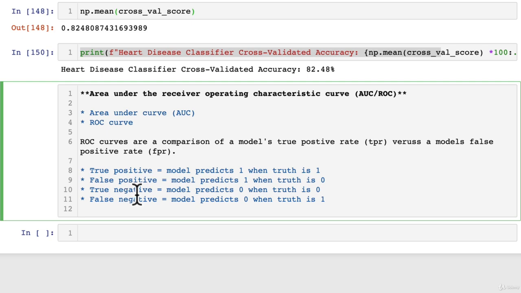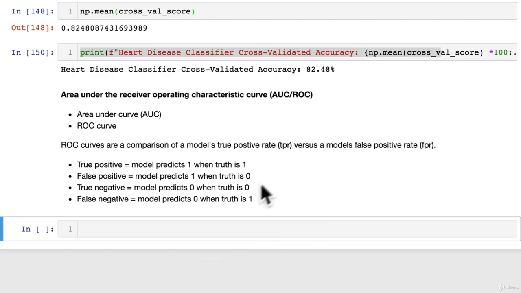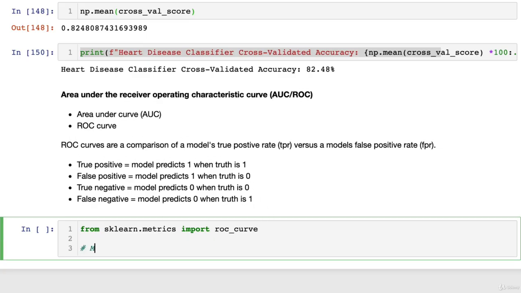Right, so now we know these, we can see that a ROC curve is a comparison of a model's true positive rate, TPR, versus, typos everywhere here, Daniel, come on, versus a model's false positive rate, or FPR. So now we know this, let's see it in action. We can do this using Scikit-learn's metrics library. We're going to import roc_curve, and then we're going to make predictions with probabilities.